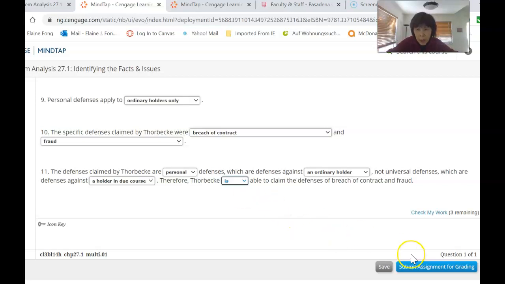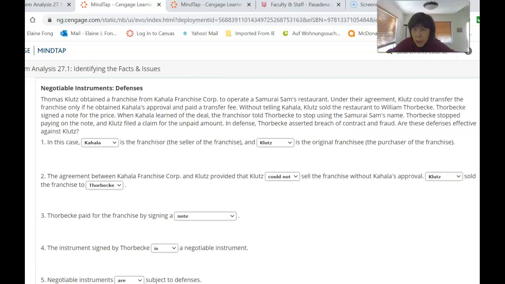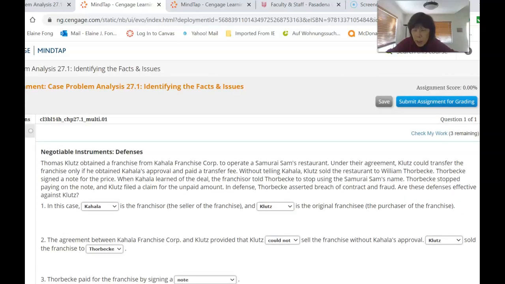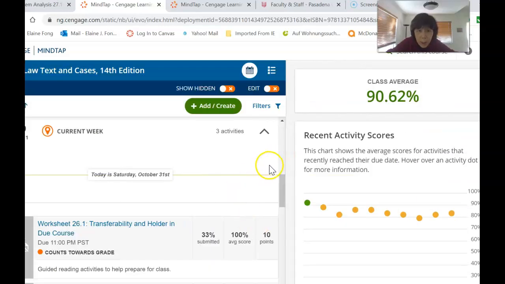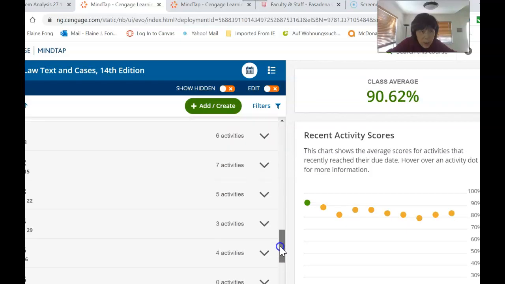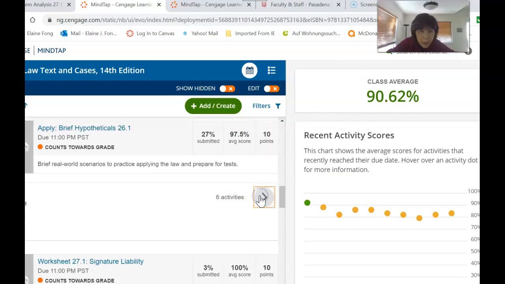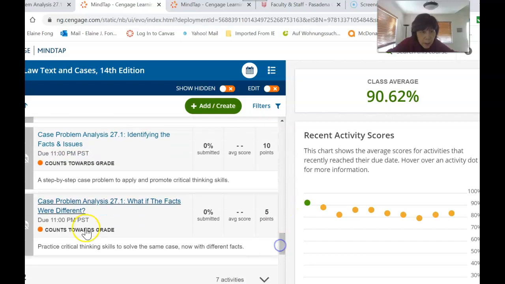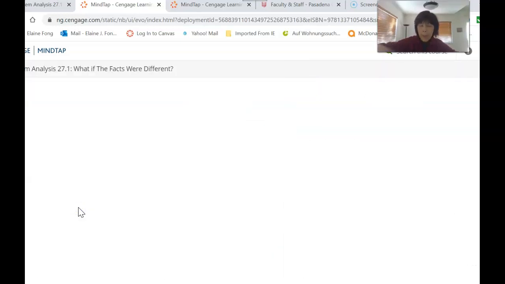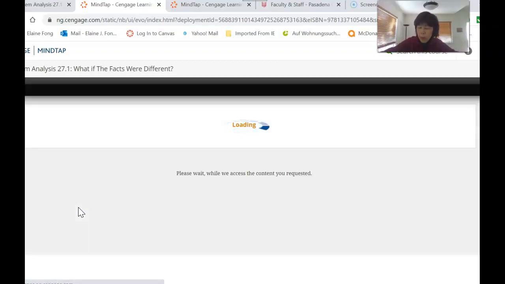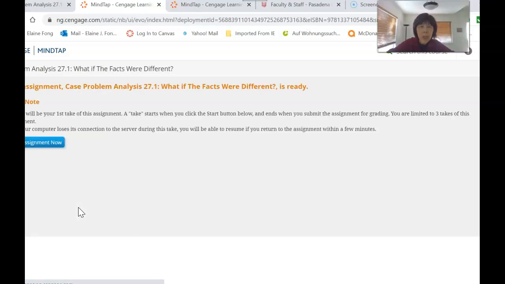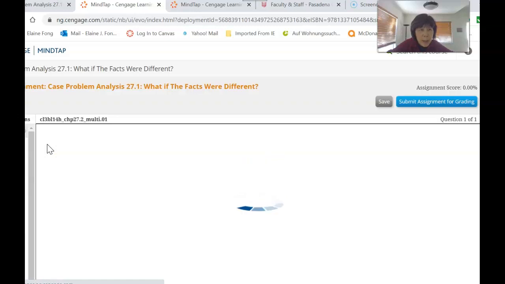All right, let me switch out really quickly and we'll take a look at the what if question, a couple of questions. Let me see if I can move over quickly. And of course, here it is. What if the facts were different? All right, there are 3 questions actually here. Oops, I hope this will line up correctly, class.